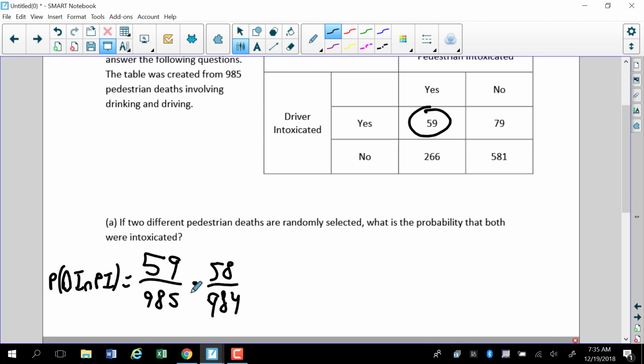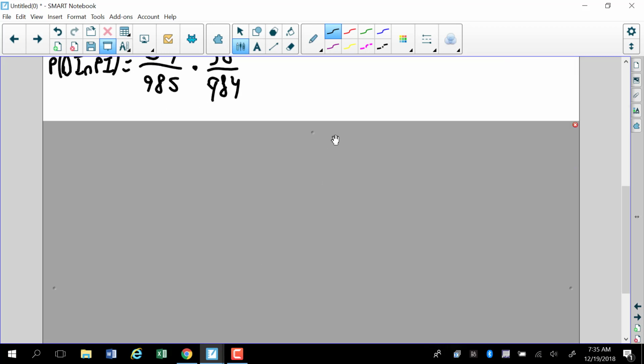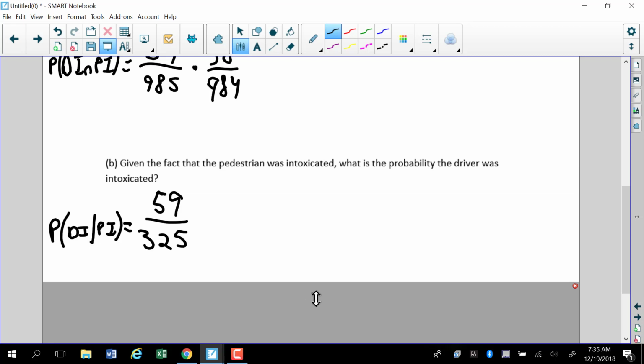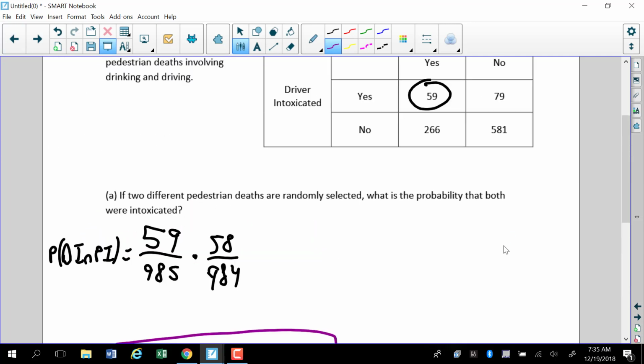Let's assume that out of 985 people, we already asked one, so we only have 984 more to go, and 58 of them will also say yes. So this one down here, given the fact that the pedestrian was intoxicated, and I want to stop here for this part. Anytime we're using the word given, we're going to use this vertical line. It's going to go back to that situation where this, given this, occurred.